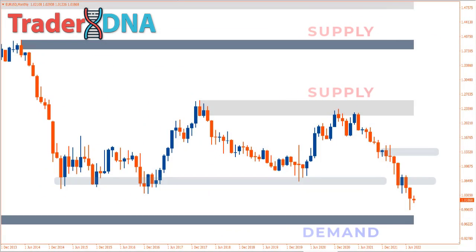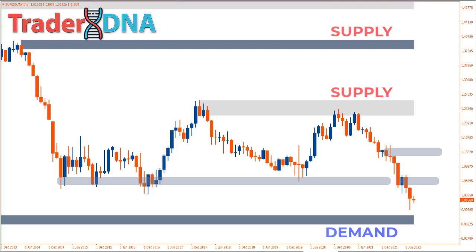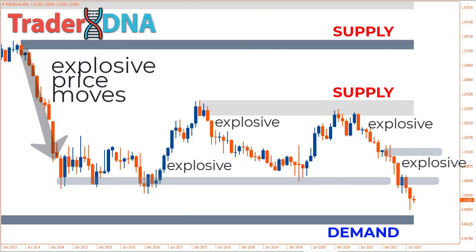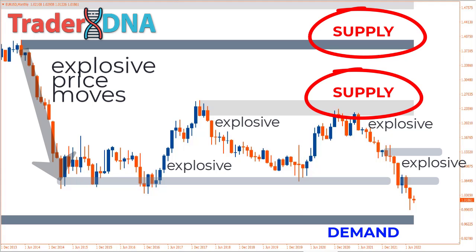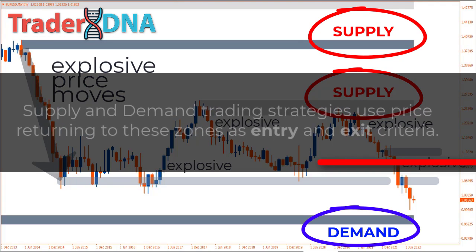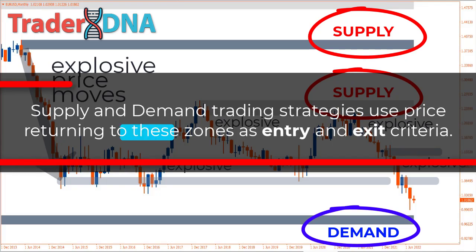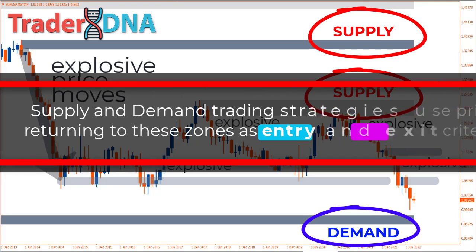Supply and demand zones are a popular analysis technique used in day trading. The zones are the periods of sideways price action that come before explosive price moves and are typically marked out using a rectangle tool in the stocks, Forex or CFD trading platform. A supply zone forms before a downtrend. A demand zone forms before an uptrend. Supply and demand trading strategies use price returning to these zones as entry and exit criteria.